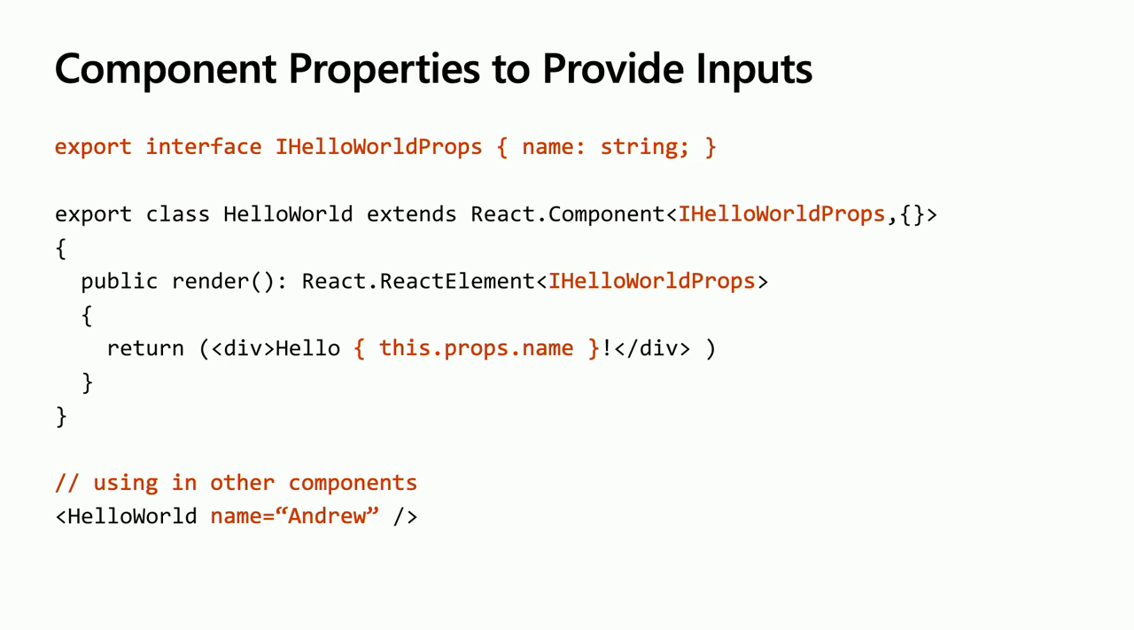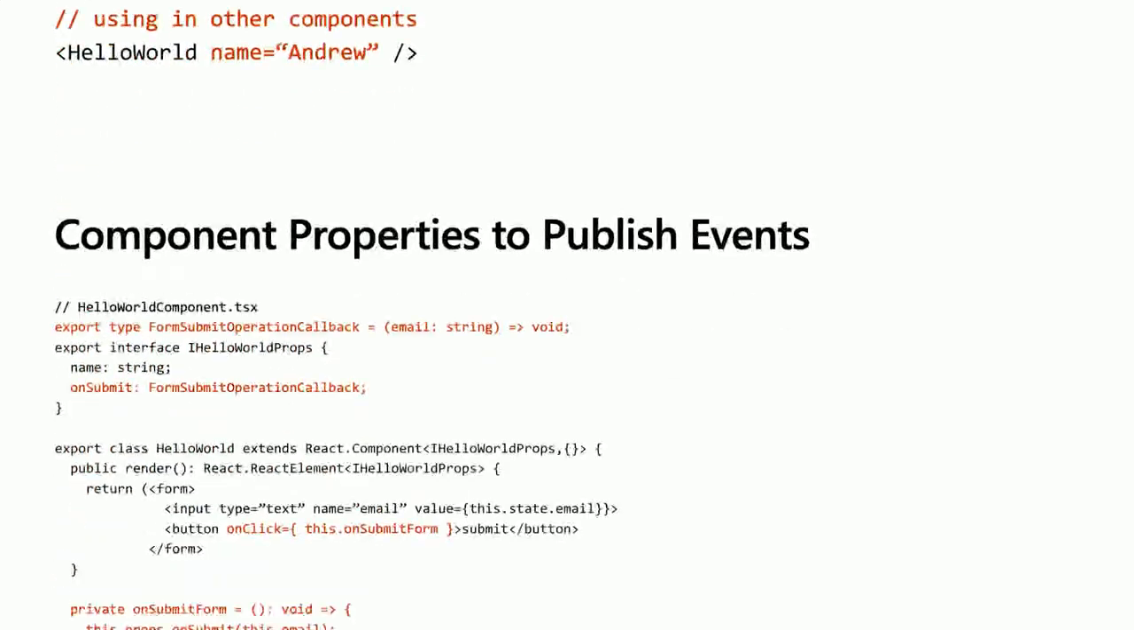How do we do the data binding of putting the text on there or getting it rendered on the screen? Just use the curly brackets, or the mustache brackets, and put this.props.name. All right, and then you can see how it's being used down there at the bottom where I say HelloWorld name equals Andrew. Make sense? Sweet, all right, moving on.